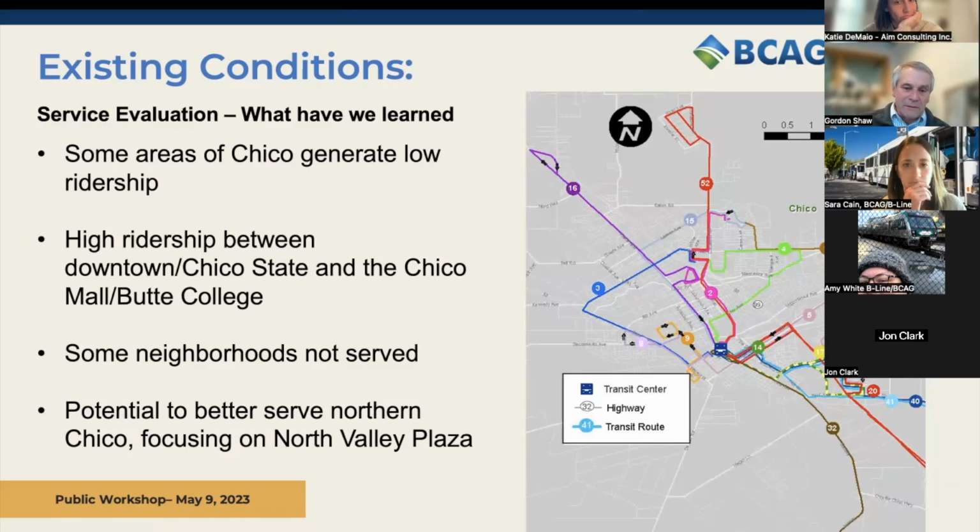One of the patterns that we saw in looking at the ridership patterns is not everyone wants to be downtown or to Chico State. And there's quite a lot of ridership up in the northern part of the community of Chico. And so that got us thinking about focusing more services on North Valley Plaza as a transfer point. But we also have some neighborhoods that are not served, and you can see kind of in the middle there, and or off to the west. So some things to think about as we're looking at alternatives.